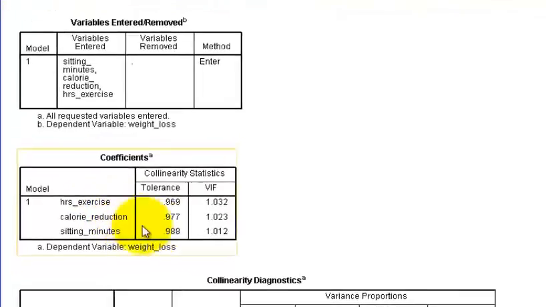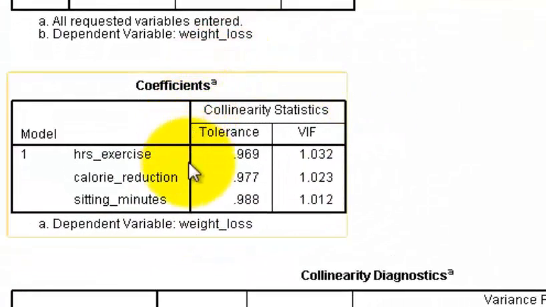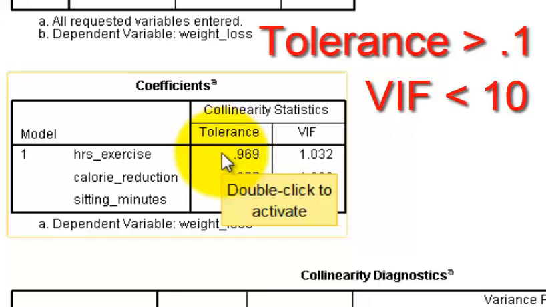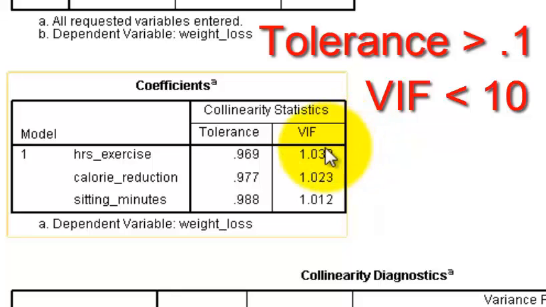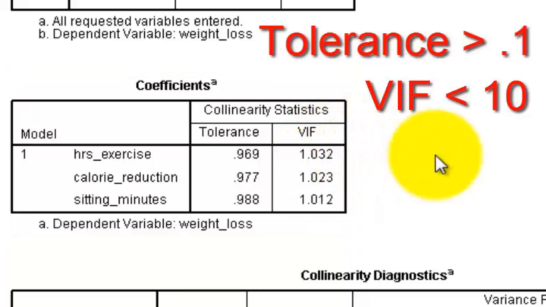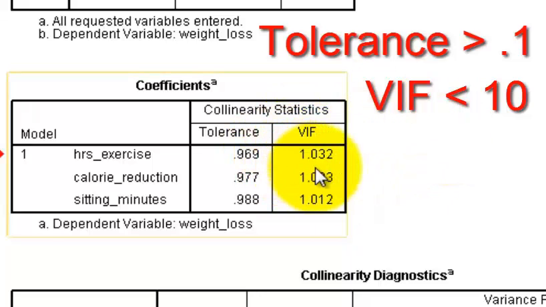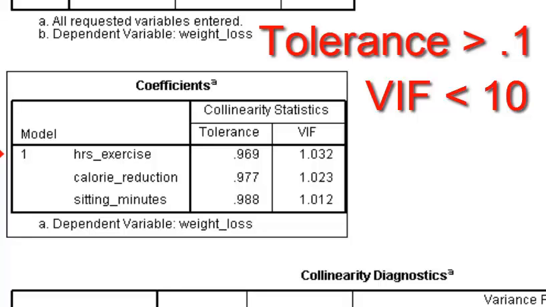And here's our multicollinearity test statistic. So tolerance. If tolerance was less than 0.1, you would have violated. If the VIF was greater than 10, you would have violated. So according to our data, we did not violate multicollinearity.